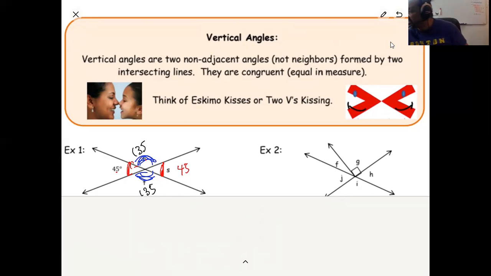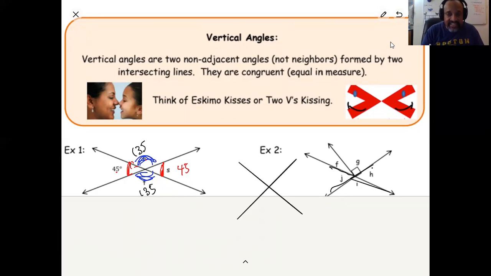Whatever works, just give it a shot, help you remember it. Now, if you look at example 2, there's only one set of vertical angles. It would be J and H, J here and H here. Remember, they have to be straight lines. They can't be crooked. They have to be two straight lines intersecting. Two straight lines intersecting create two pairs of vertical angles. So be careful on that.